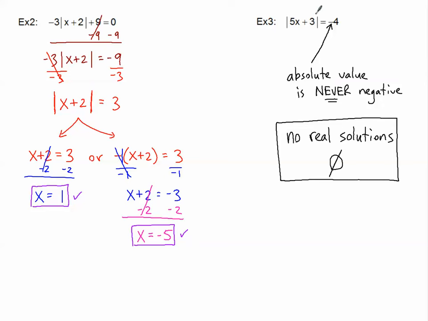Once you've isolated your absolute value, see if it's equal to a negative number, because if it is, you're basically finished. Just tell me that there's no solutions. If it's equal to a positive number, well, then you'll split up into your two equations and you'll go and find your two answers. Okay, so this is a little bit faster when it's equal to a negative. So we're finished with example 3.